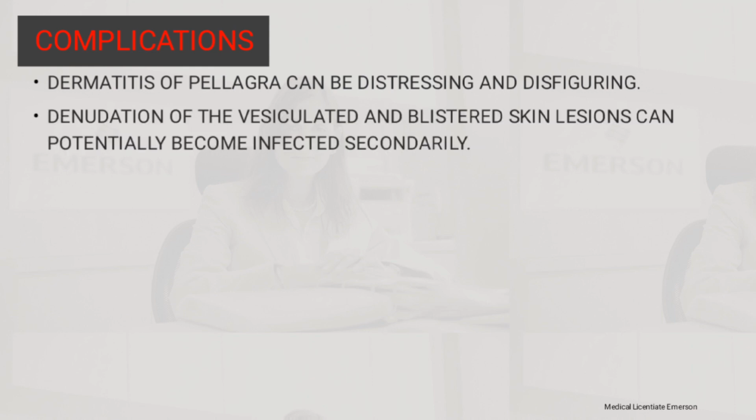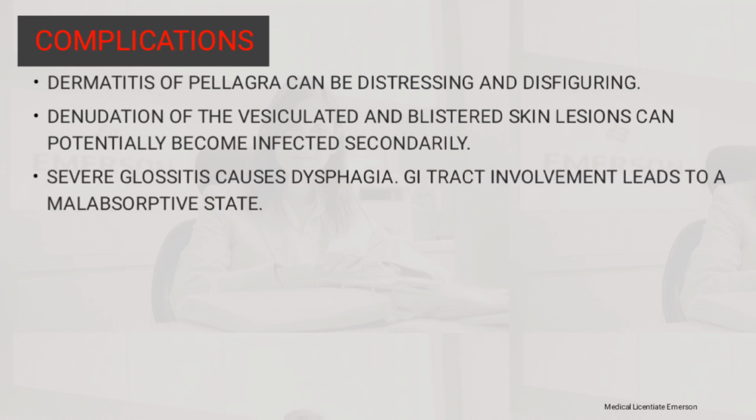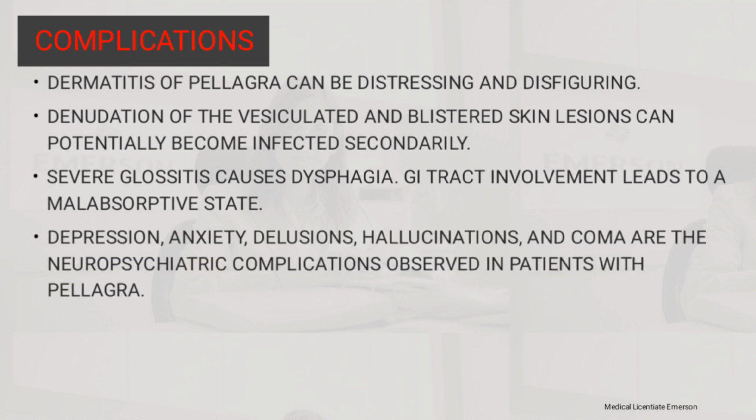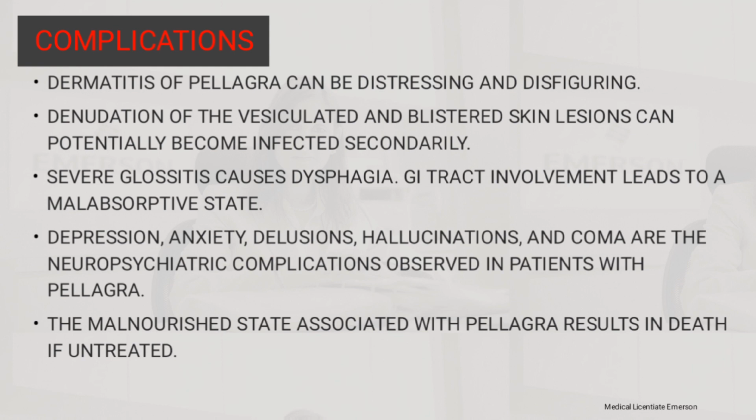Okay, then in terms of complications, so we can have dermatitis of pellagra, which can be distressing and disfiguring. We can have denudation of the vesiculated and blistered skin lesions, which can potentially become infected secondarily. Then we can have severe glossitis, which causes dysphagia, and GI tract involvement, which may lead to a malabsorptive state. Then depression, anxiety, delusions, hallucinations, and coma are the neuropsychiatric complications observed in patients with pellagra. Then the malnourished state associated with pellagra results in death if untreated.